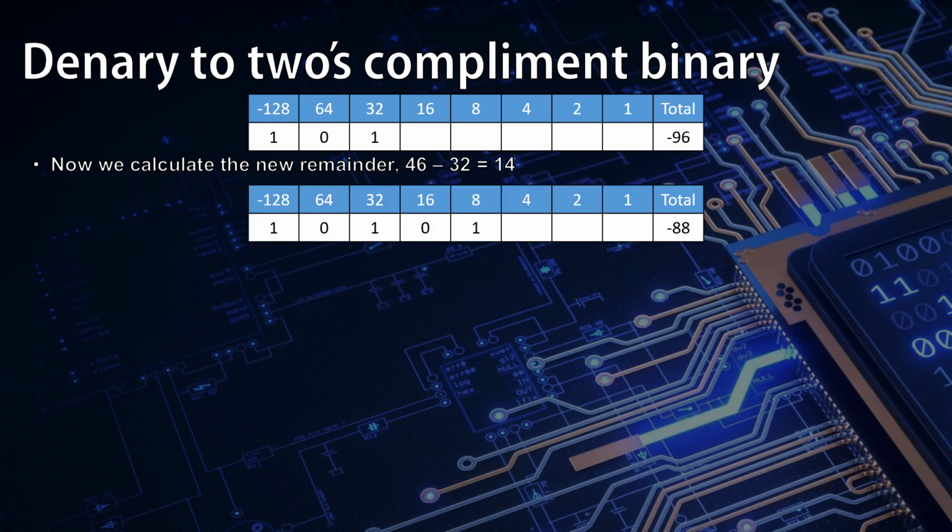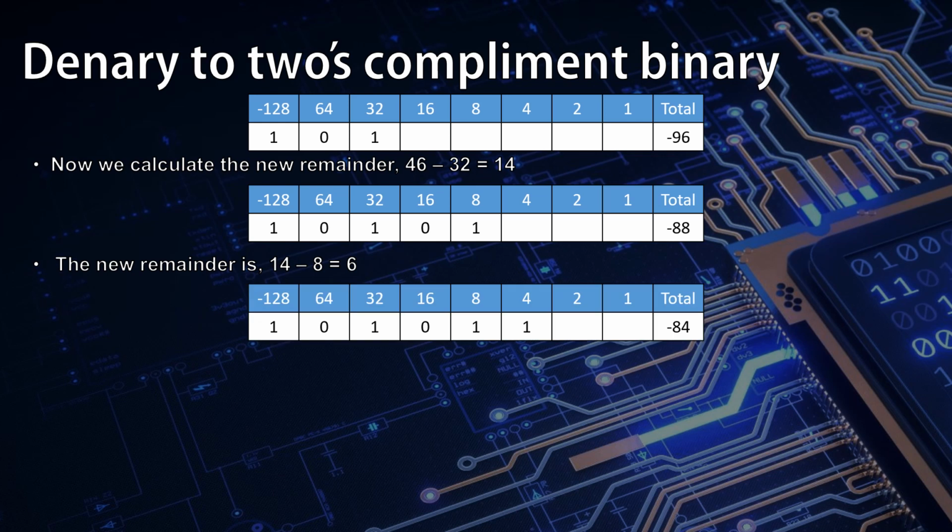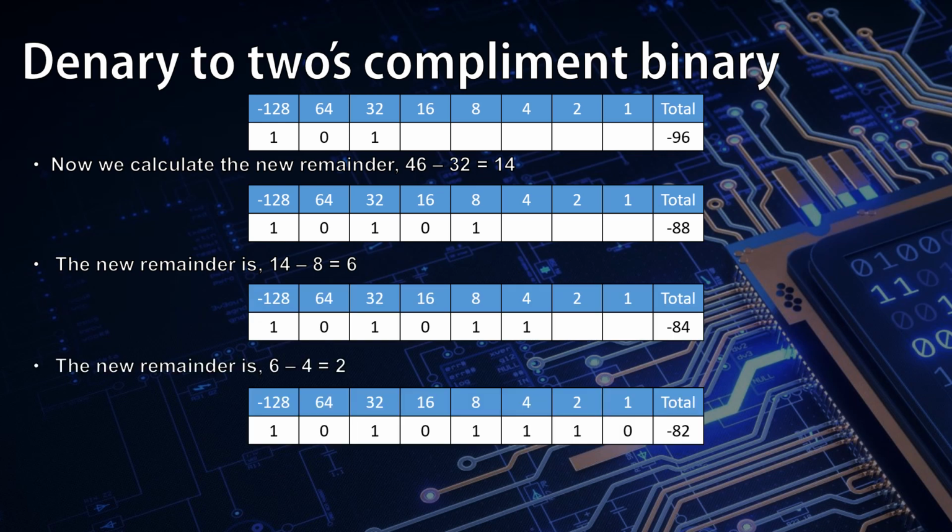We now look for the next column heading that's not bigger than our remaining number. So that's 8. We put a 0 in the 16s column because we went past it, and a 1 in the 8s. The new remainder is 14 minus 8, which is equal to 6. So we put a 1 in the 4s column, then we're going to put a 1 in the 2s column. We've got nothing remaining. That is our number. As you can see, 10101110 in 2's complement binary with 8 bits is equal to minus 82.